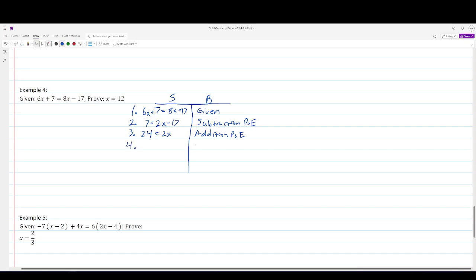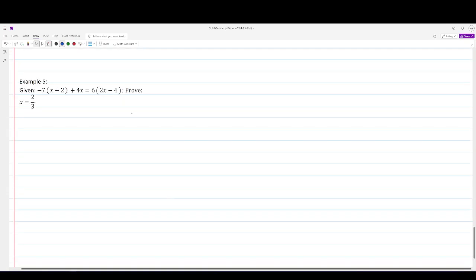Step 4 is division. So we'll use division POE to divide by 2 and get 12 is equal to x, which feels like the end of the problem, but the prove statement said to prove x is equal to 12, not 12 is equal to x. So this is where we need the symmetric property of equality. It says that an equation is symmetric from side to side. So if an equation has symmetry, then I can flip this around and do x equals 12. And now we have our proof statement.